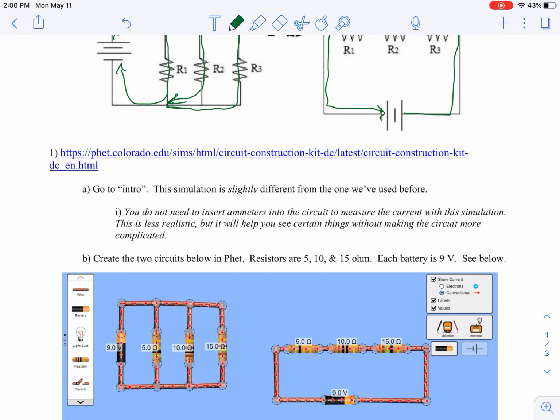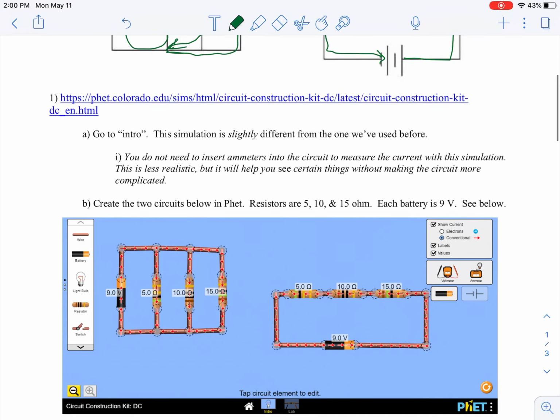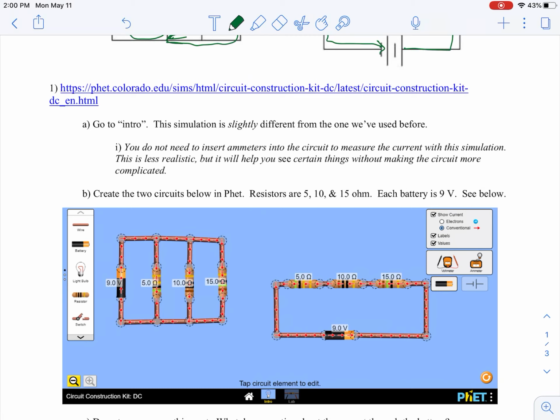So what I want you to do is open up this PhET simulation. This is slightly different than other ones we've used before for circuits. Now you're going to click on Intro. And here's why it's slightly different, and I just had to mention it here. It's slightly different because in this simulation, the ammeter isn't a part of the circuit like it really should be. It's just like a probe where you could check the current at different points.